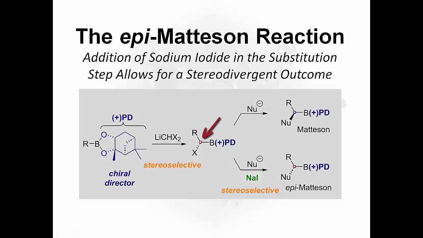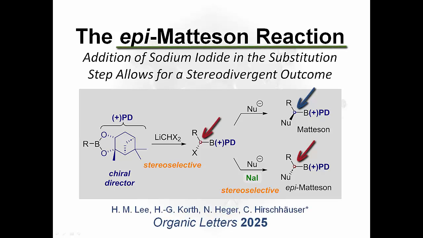But we now showed that addition of cheap sodium iodide to the substitution step can allow for the substitution to proceed under retention. And if this looks straightforward to you, I bet you the mechanism is not what you think. As this variation of the reaction gives access to the epimers of the normal Matheson products, we called this process an epi-Matheson reaction. This work has just come out in Organic Letters, and as always, a link to the paper can be found in the video description.